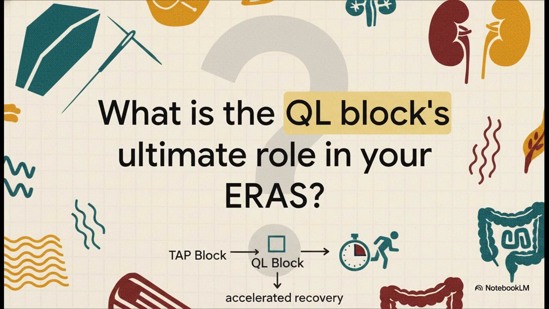Colleagues, to wrap up our review today, the Quadratus Lumborum block represents a massive, undeniable leap forward in truncal analgesia. It beautifully bridges the gap between the superficial simplicity of a TAP block and the profound, undeniable visceral coverage of a thoracic epidural. It minimizes the need for systemic opioids, it bypasses the nasty side effects of neuraxial techniques, and it actively accelerates patient recovery.